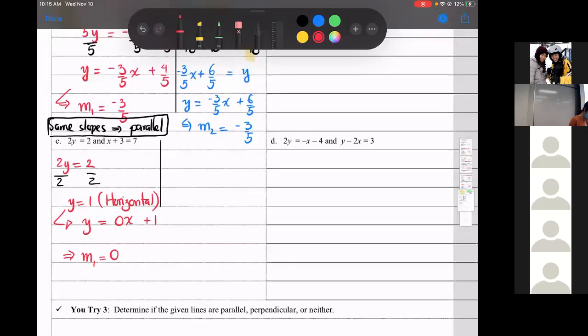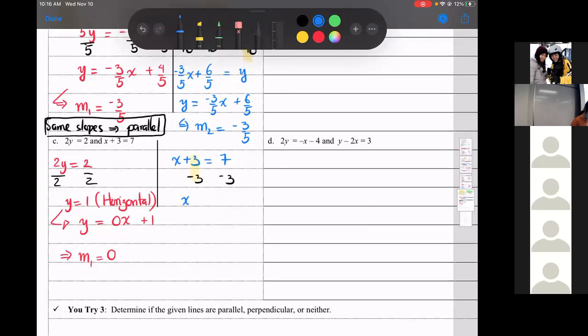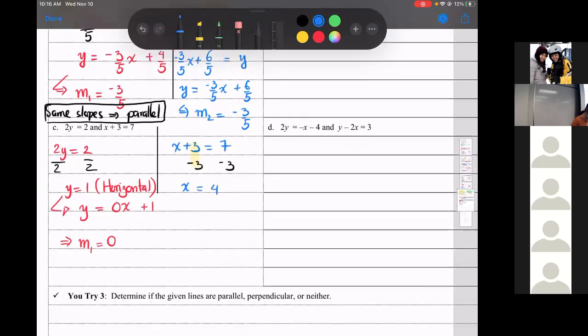Can I say 0 over c? Yeah, 0 over c, a constant, if you want to. The other one is x plus 3 equals 7. Subtract 3. So x equals 4. What kind of graph is this?